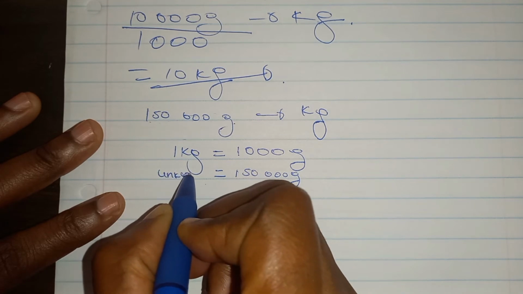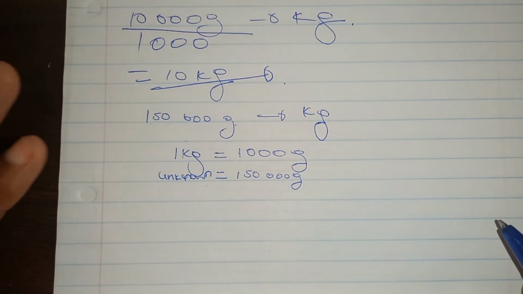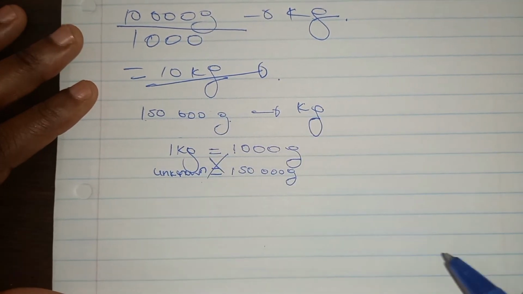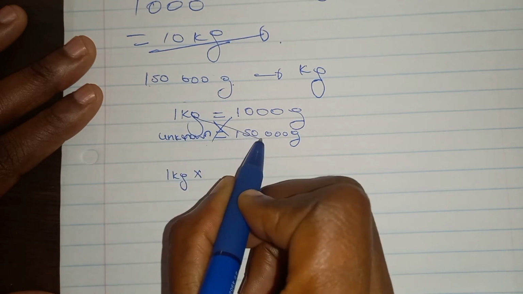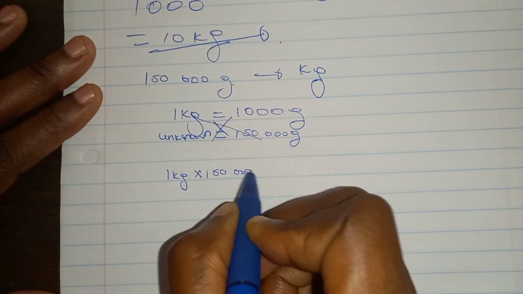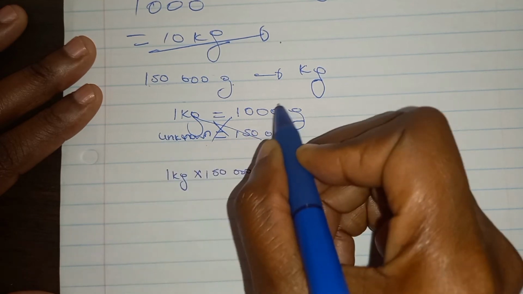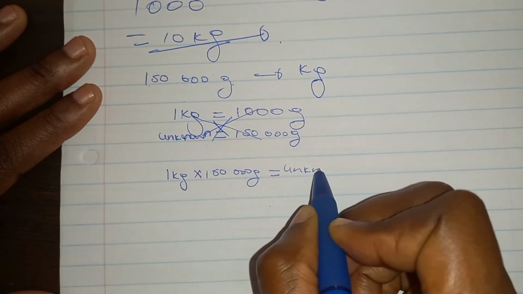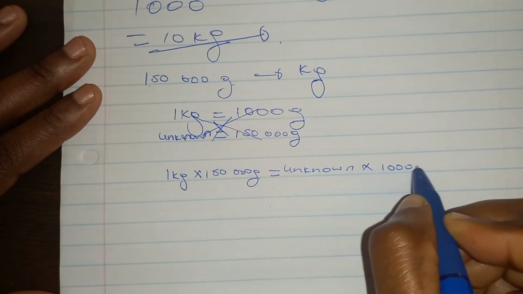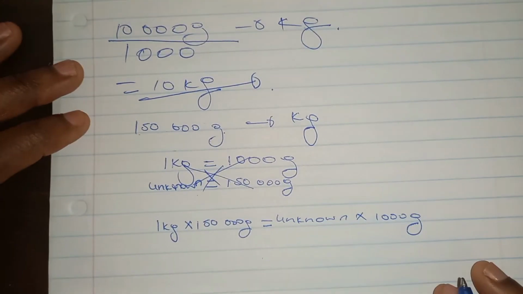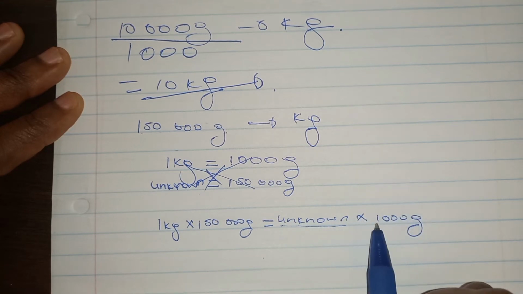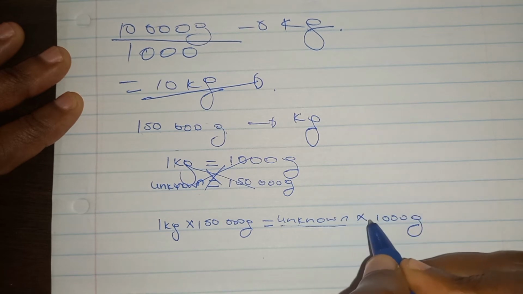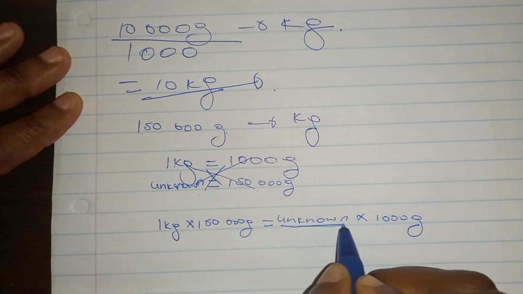You can write whatever. Some people like to write X, some people like to write kilograms. I like to write unknown, and then we cross multiply, and then we'll have 1 kilogram multiplied, so that one multiplied by that one will be 150,000 grams is equal to unknown multiplied by that one, which will be unknown multiplied by 1,000 grams. And then this next part is I'm looking for the unknown, and therefore now I'm going to look at what else is here, and I find that 1,000 is multiplying unknown, and therefore I have to do the opposite of multiply by dividing.